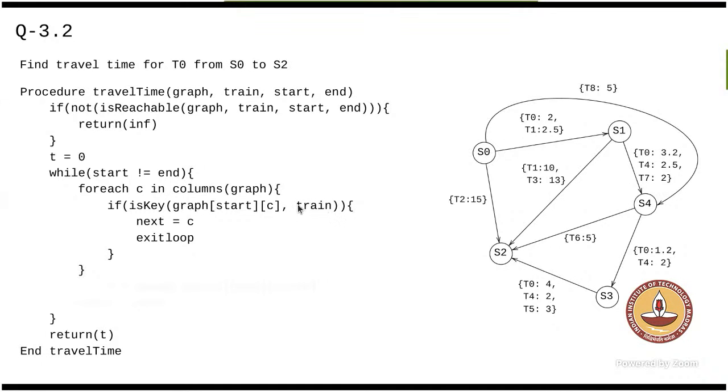Once you find that particular station C, you say that that's the next station that I have to move to, and you exit the loop. Now once you exit the loop, what will be the time taken to move from S0 to S1? How will you compute? S0, S1, T0. So it is current time plus graph of start station to next station, and in that station, you look at how much time it takes for this train. That is 2, right? So key is T0, that is train. Value is the time taken.